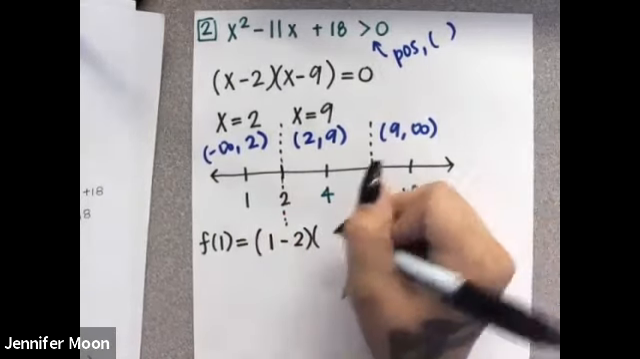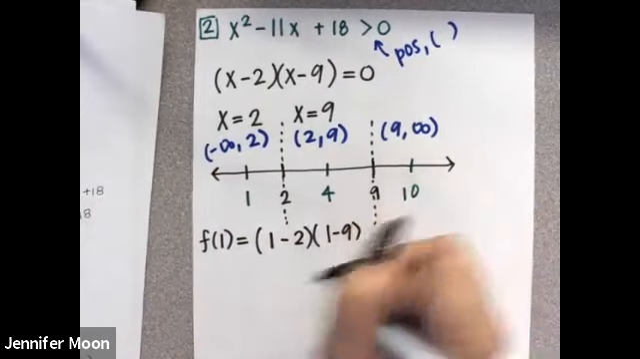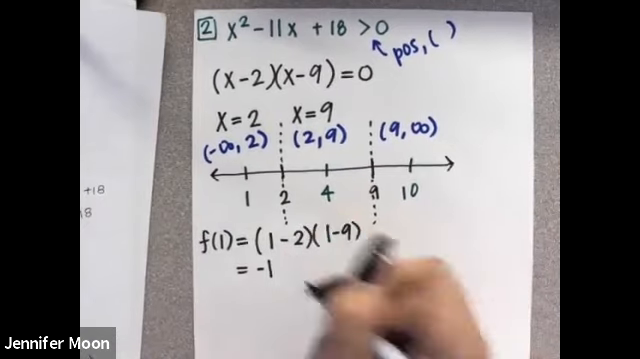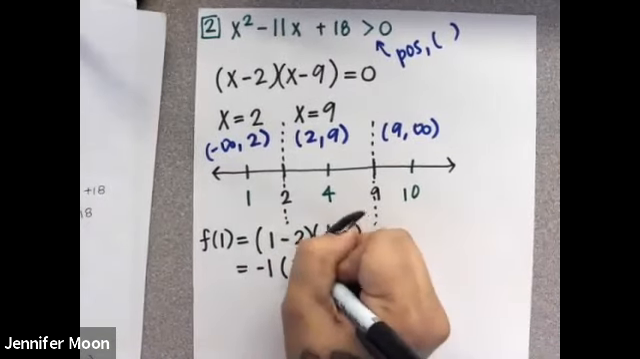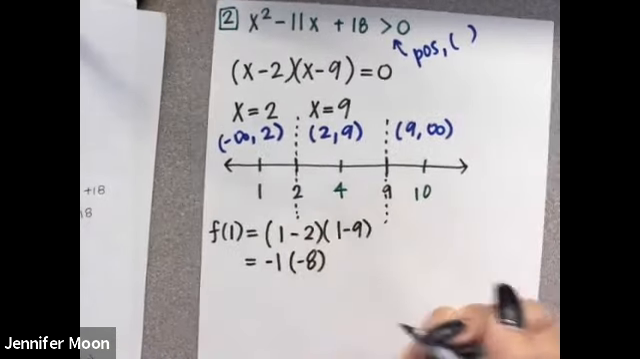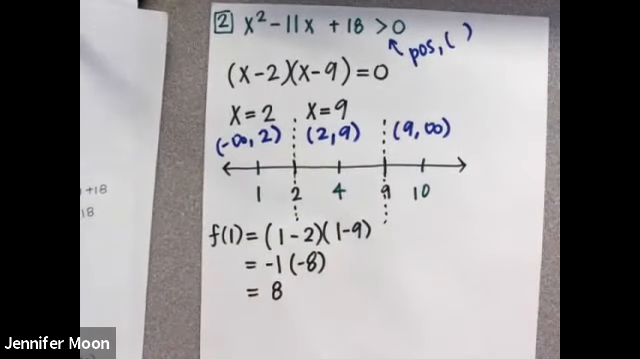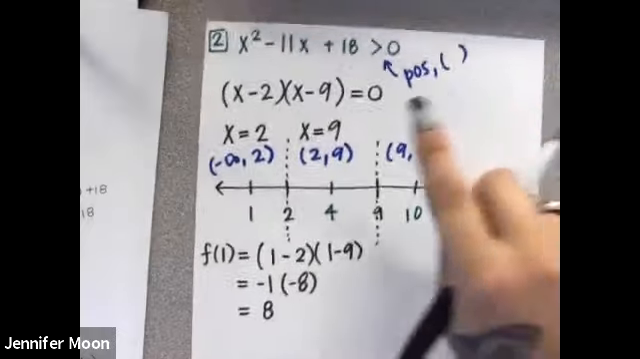So 1 minus 2, times 1 minus 9. Signs are different, so you subtract to keep the sign of the larger. 1 times 8 is 8. Signs are the same, so it's positive. Okay, so this one's positive.